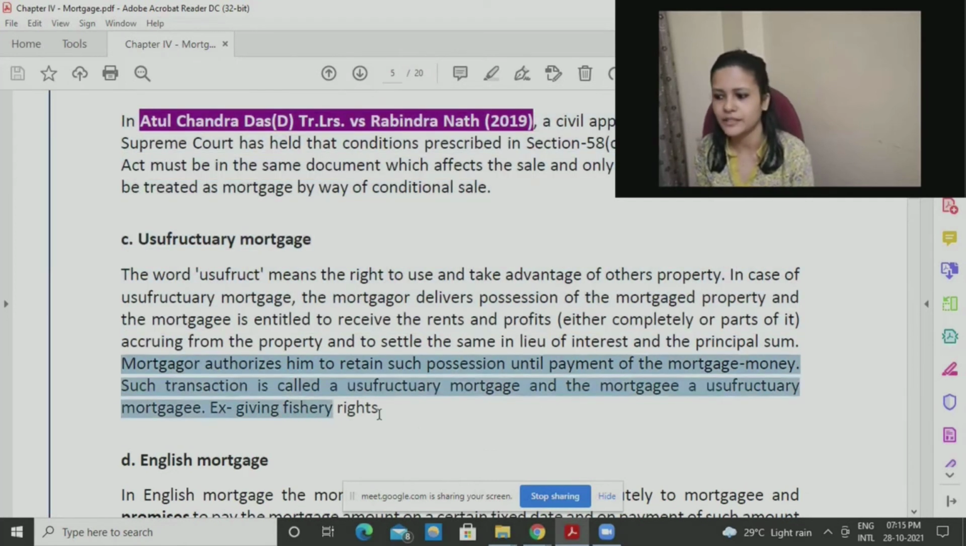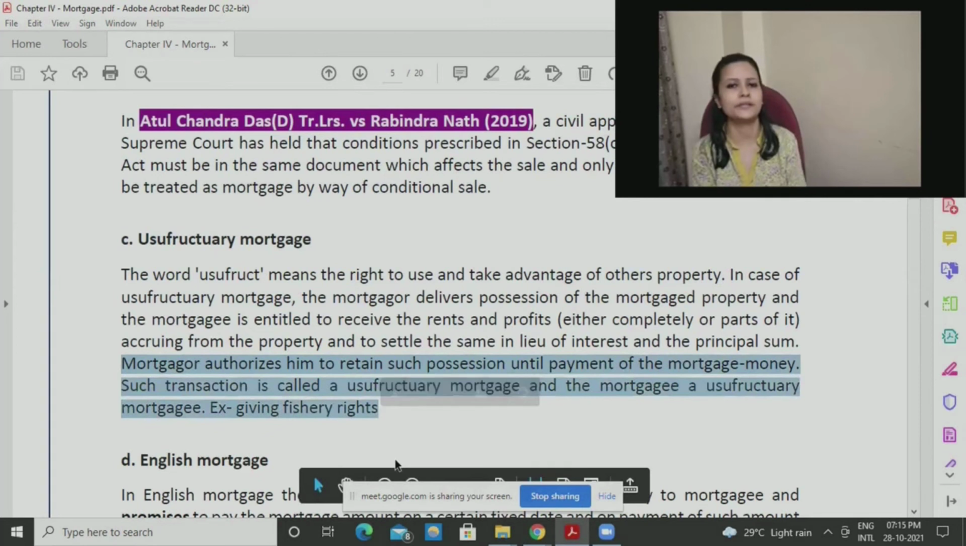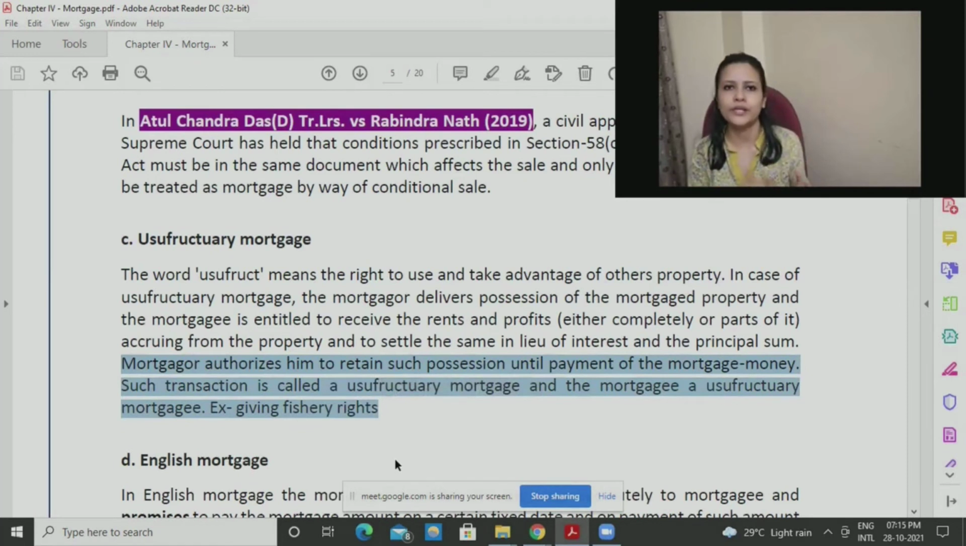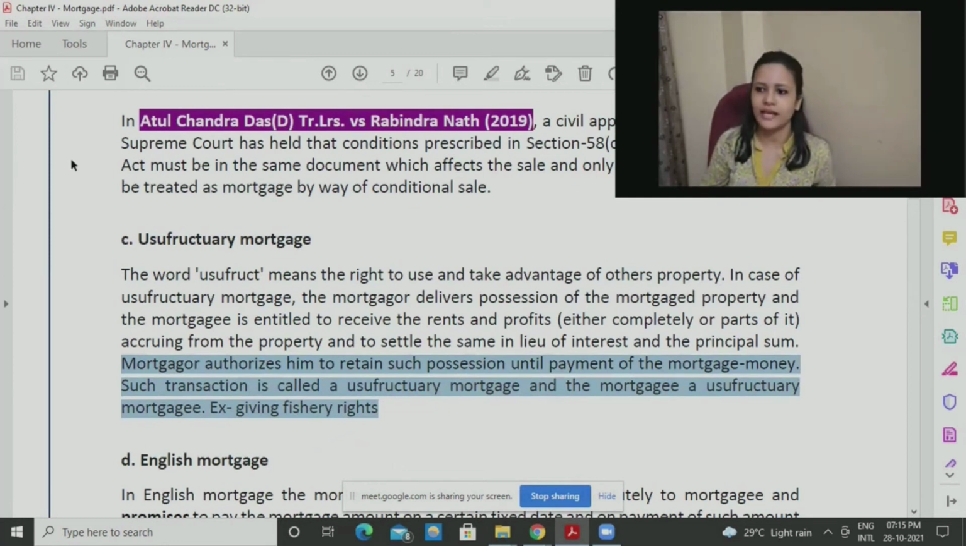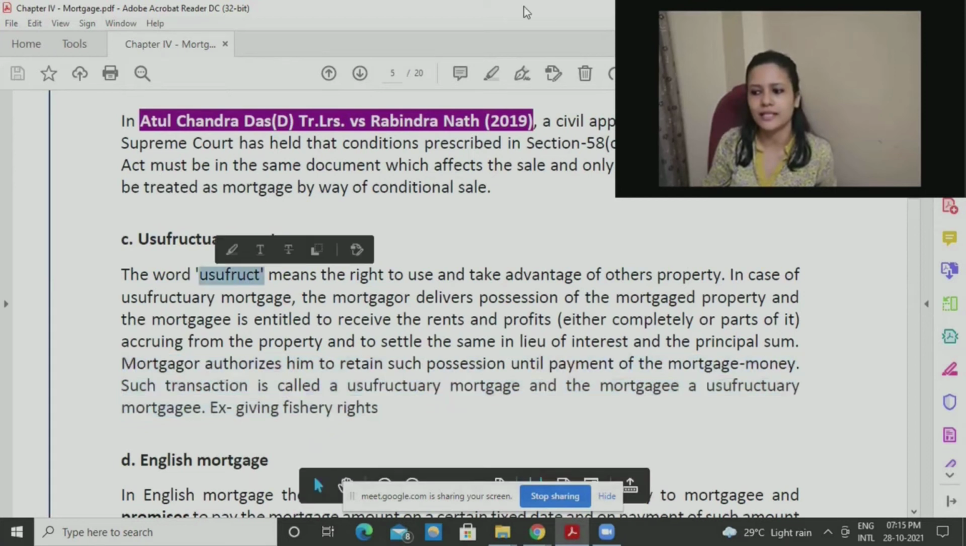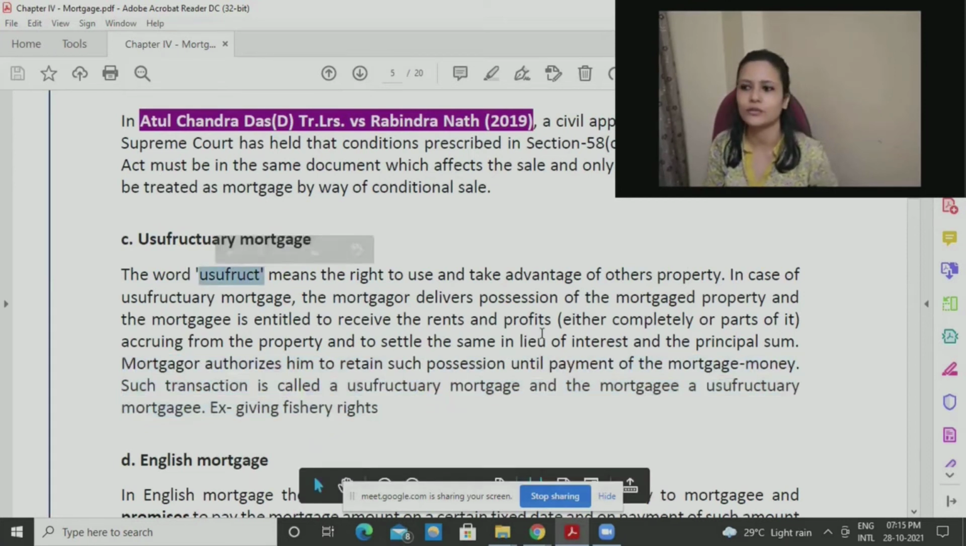For example, giving fishery rights. A person might have a fishery and he can say, I don't have money to pay you. So what you can do is, for a year or something, you can get fishery rights over here. I am transferring you fishery rights, or maybe you will be able to enjoy the benefits of this fishery. There, until and unless the amount is cleared, you make use of it, you take the advantage, you take the profits, rents, whatever.